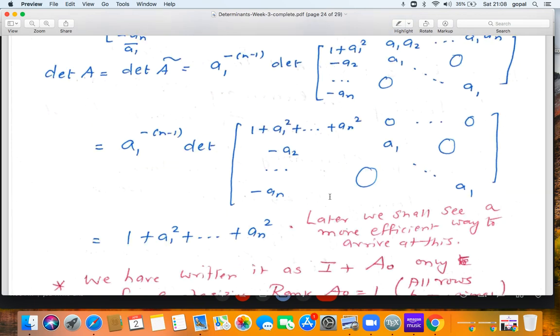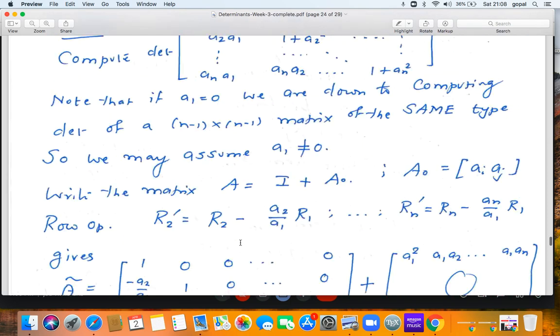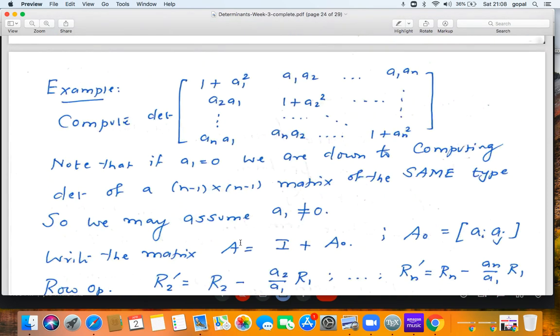And so expanding this by the first row, I get this A1 to the power n minus 1 will cancel with this A1 to the power minus n minus 1, and I'll be left with 1 plus A1 squared plus A2 squared plus dot dot dot plus An squared as the value of the determinant. So this is one calculation that we have done the long way, in fact.